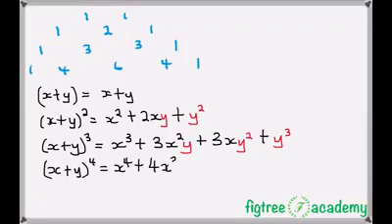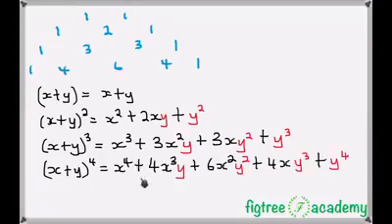It also applies on the fourth degree, x to the power 4 plus, here this 4 is coming from my coefficient, 4x cubed y, so y is started here, y to the power 1, plus 6x squared y squared, 6 here is the coefficient, then 4 here, 4xy to the power 3, then 1 here, y to the power 4.